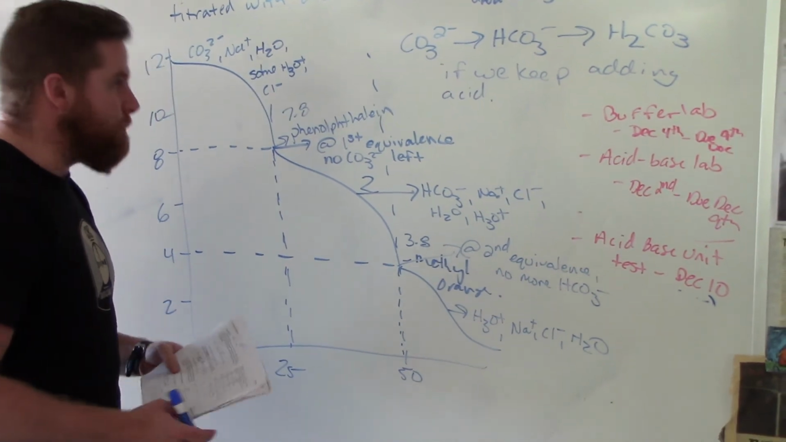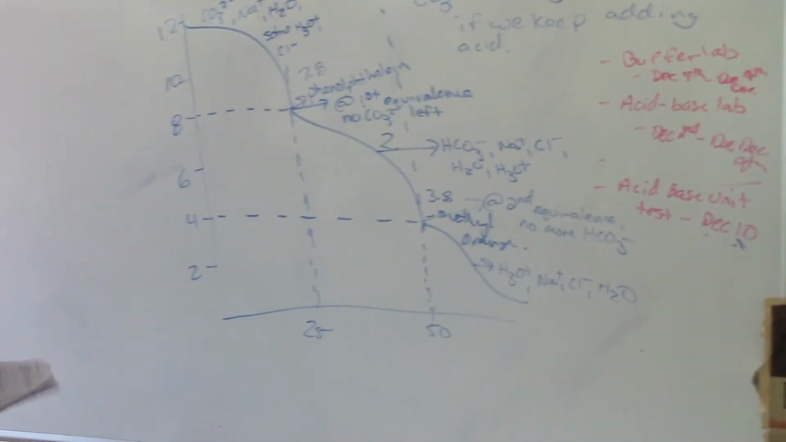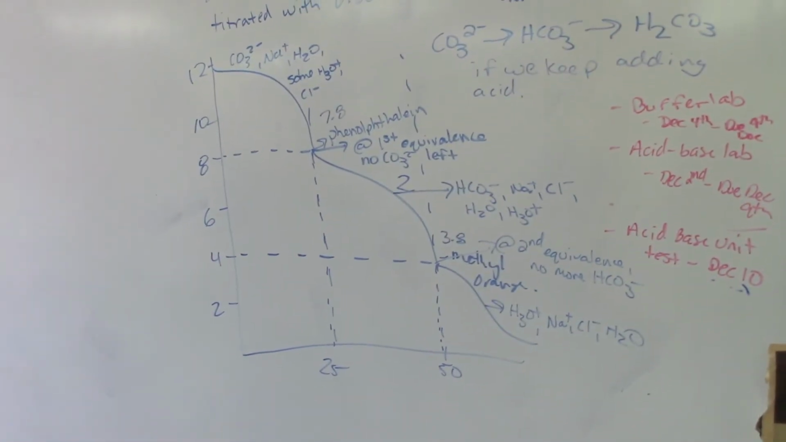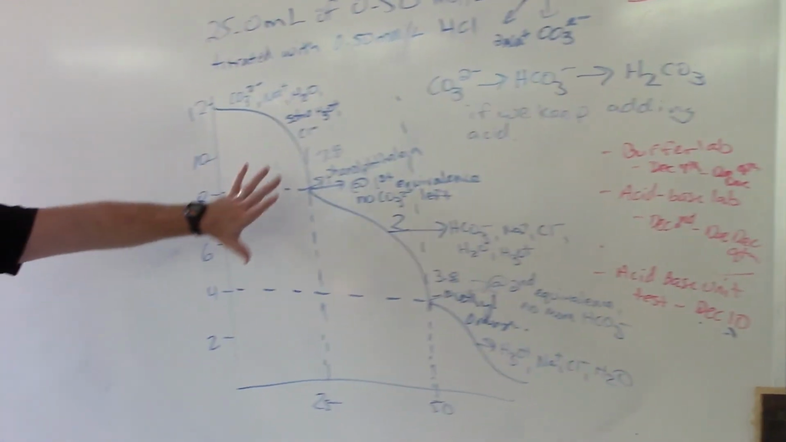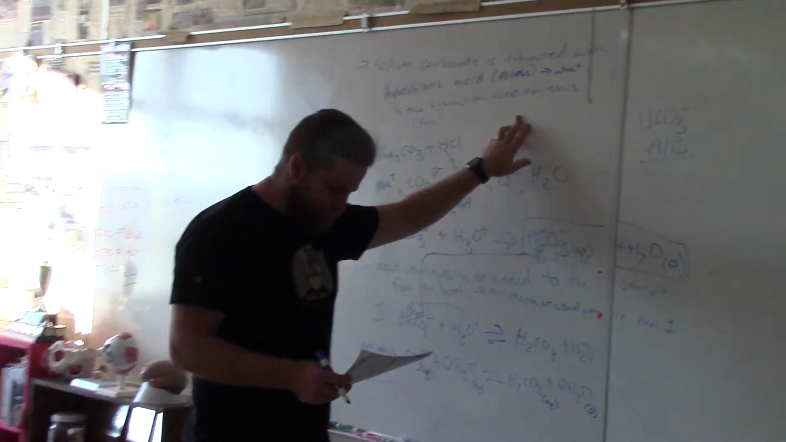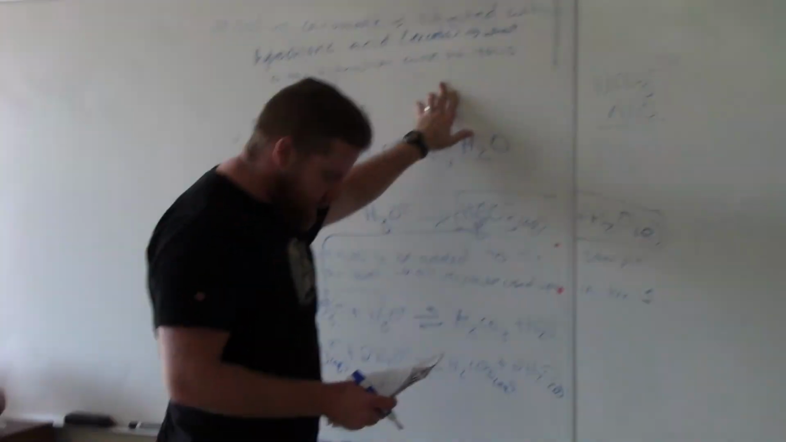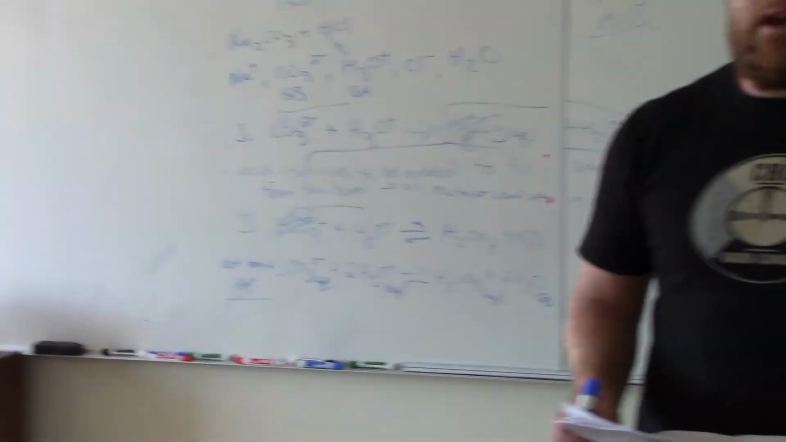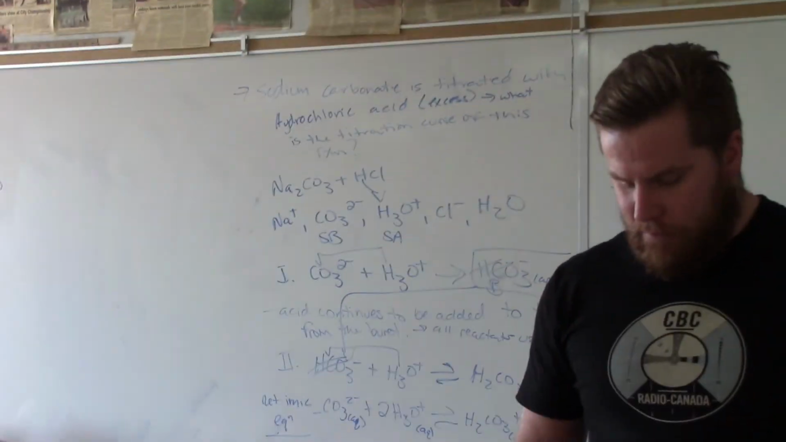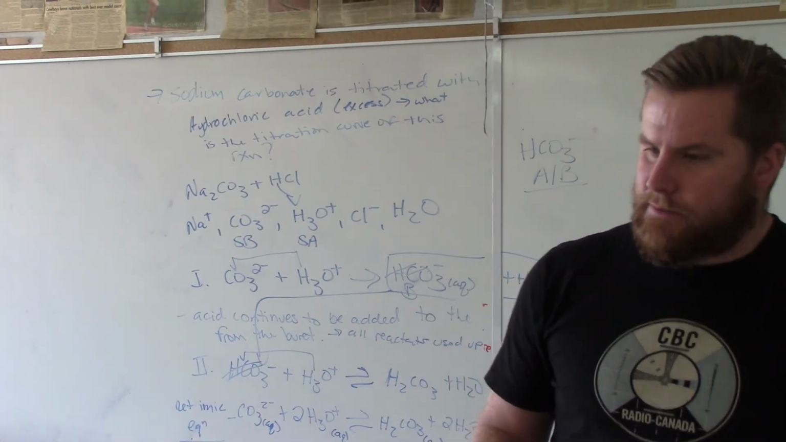Okay, so that's polyprotic. I'm going to have a couple more examples for you like that. But we developed this titration curve from this word problem. Okay, I'm going to end that right here, and then I'll give you guys another example in a separate lecture.